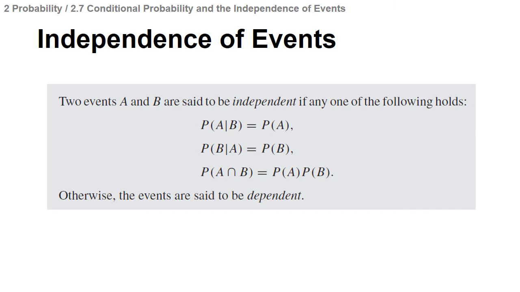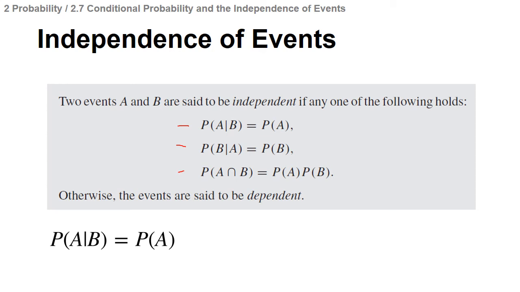Okay, next concept is independence of events. Any two events, A and B, are said to be independent if any one of the following holds. If any of these holds, we say that A and B are independent. Otherwise, the events are said to be dependent. And what does this mean? Let's look at this.